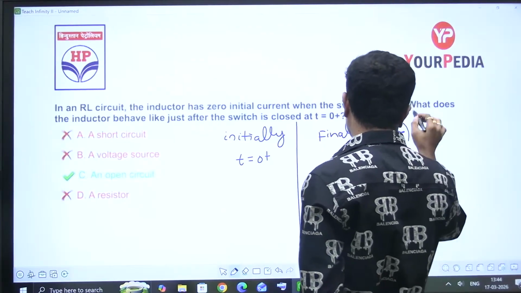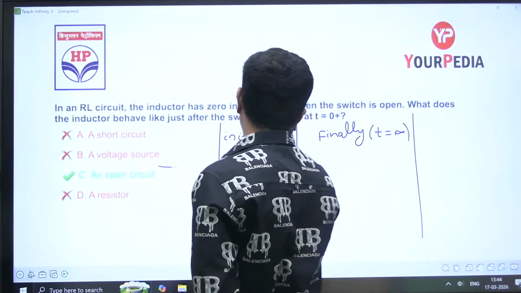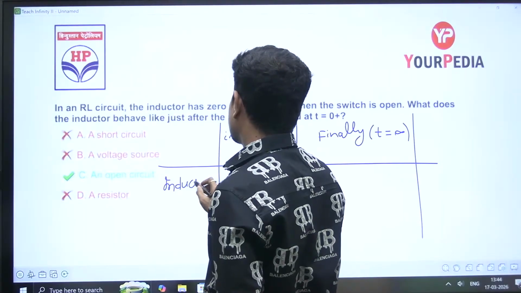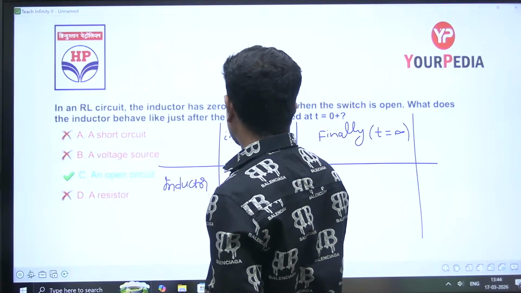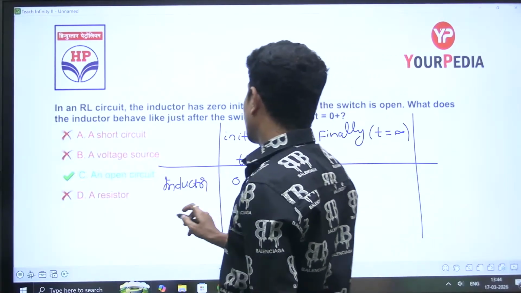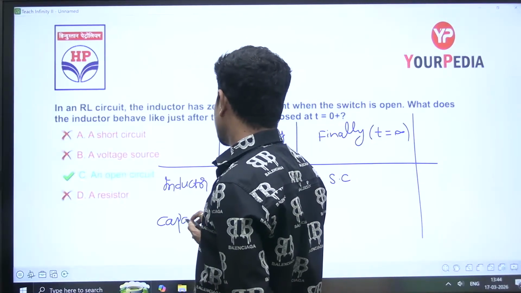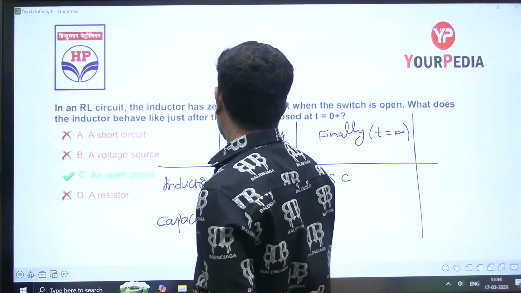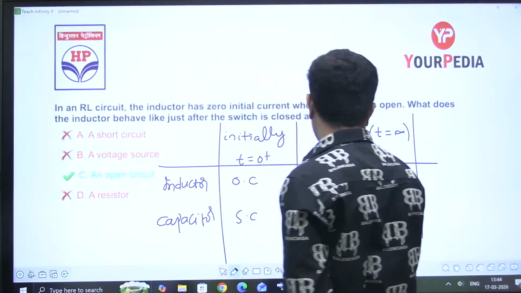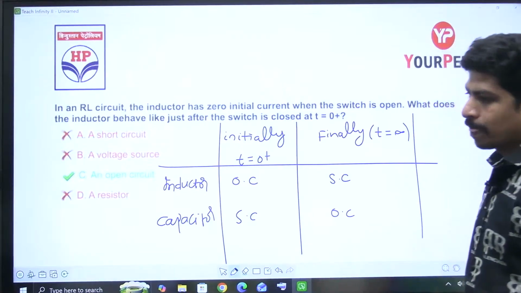Now we have 2 elements here. One is inductor, another one is capacitor. Initially, inductor behaves as open circuit. Finally, inductor behaves as short circuit. Capacitor, initially, behaves as a short circuit. Finally, it behaves as open circuit, right?